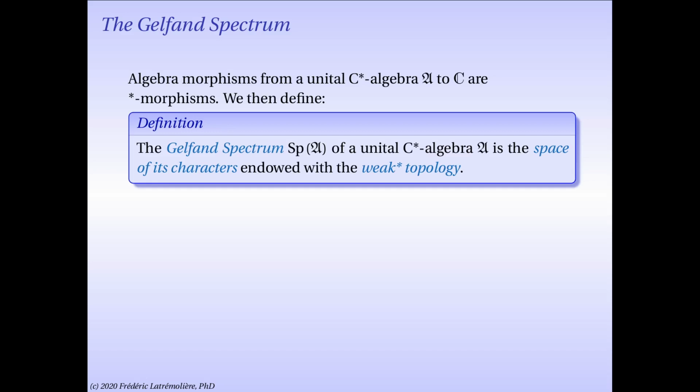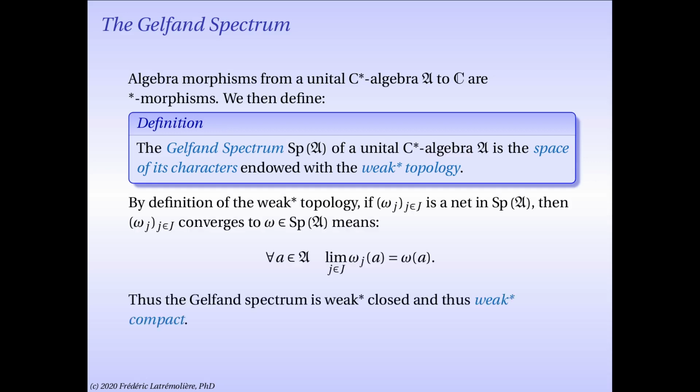After all, we saw that characters are elements of the dual of A. They are continuous linear functionals, and they actually have norm 1. So not only are they in the dual of A, they're in fact in the closed unit ball of the dual of A, which, of course, we know by the Banach-Alaoglu theorem is a weak star compact set. So is the Gelfand spectrum also a nice compact space for the weak star topology? And the answer is yes, it is.